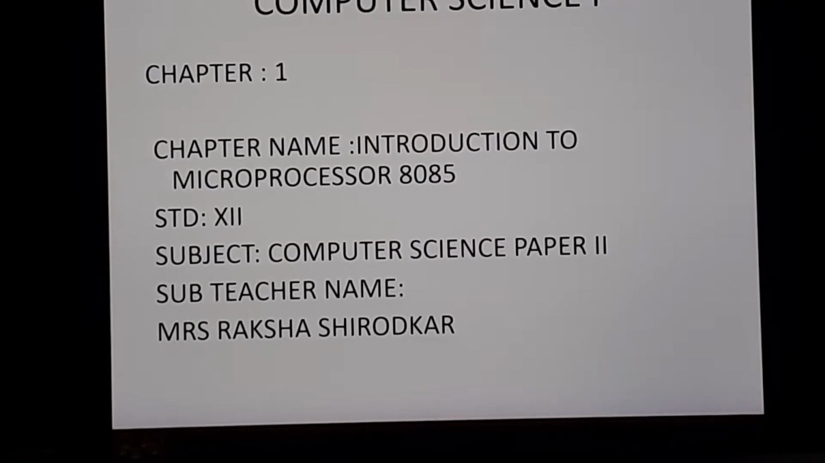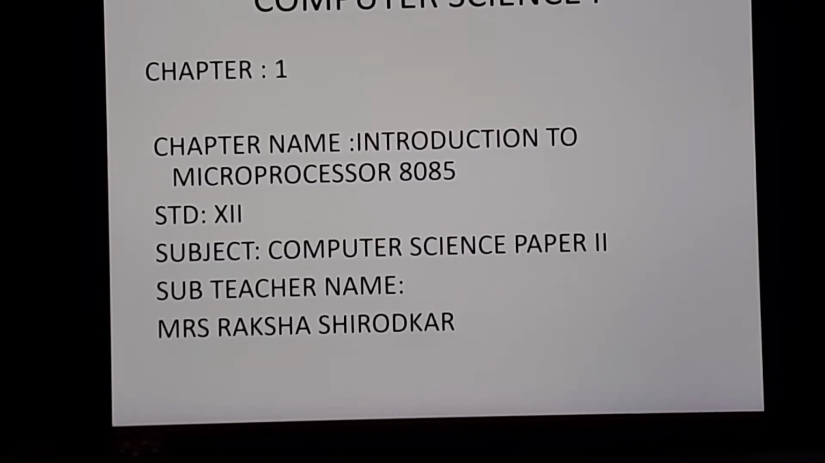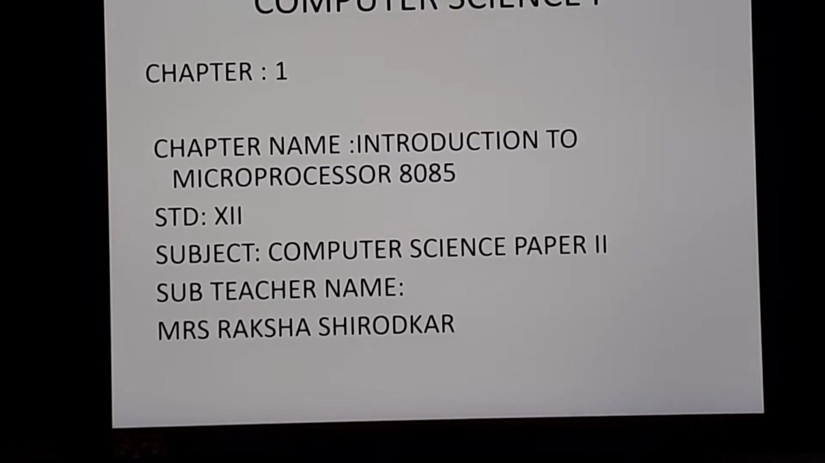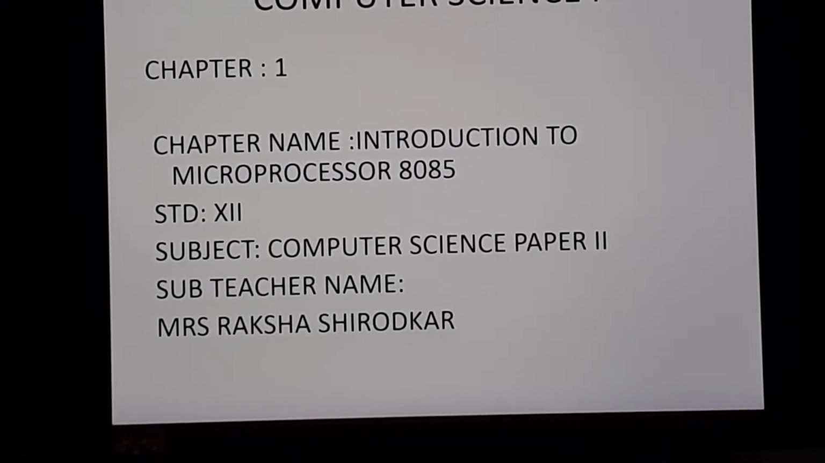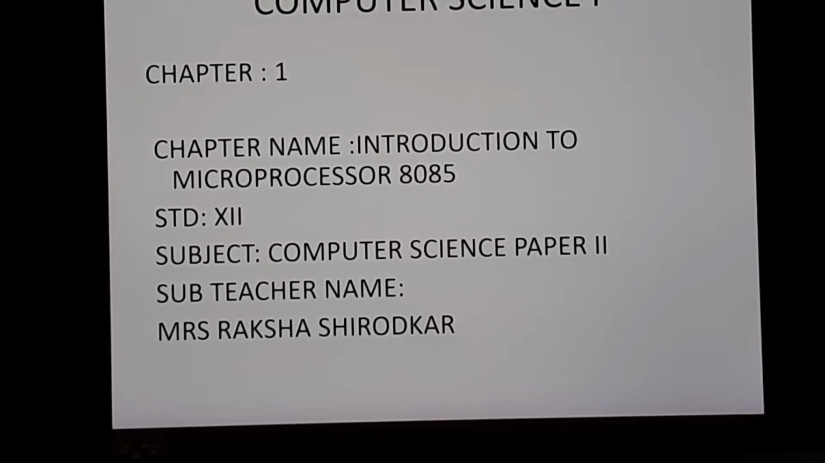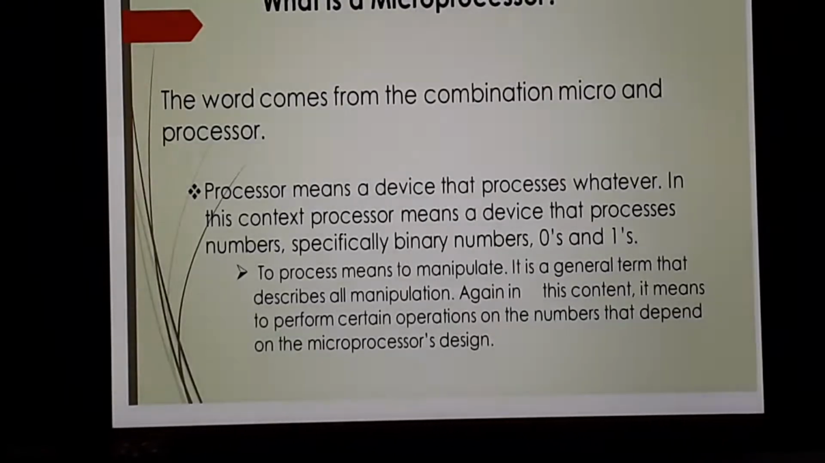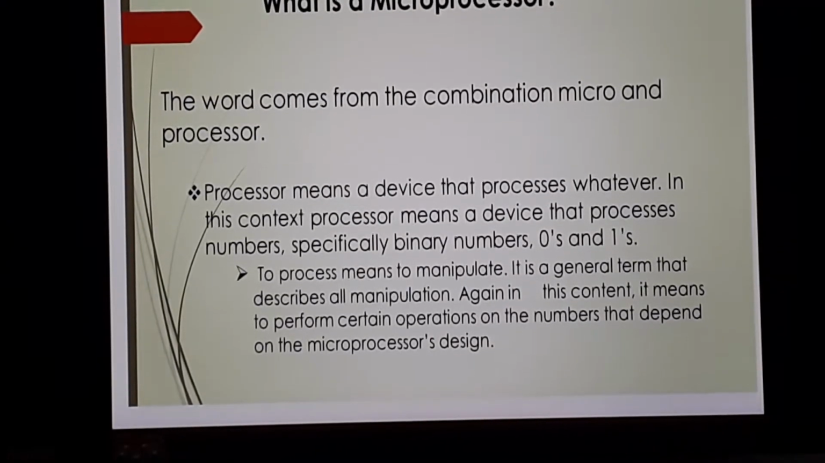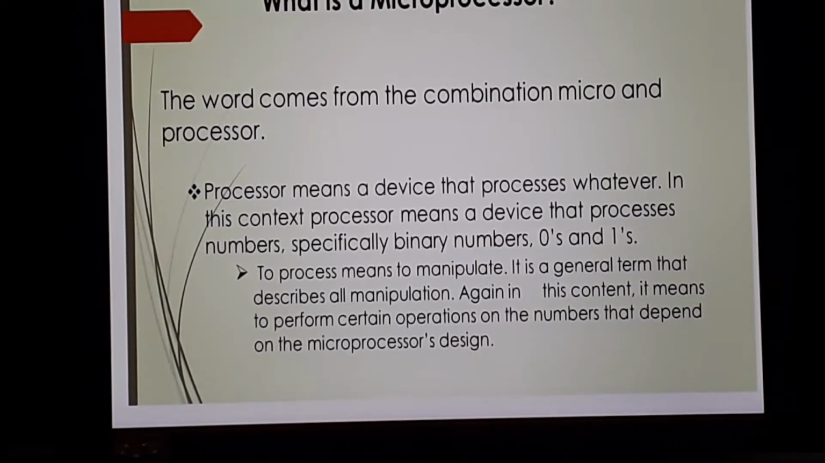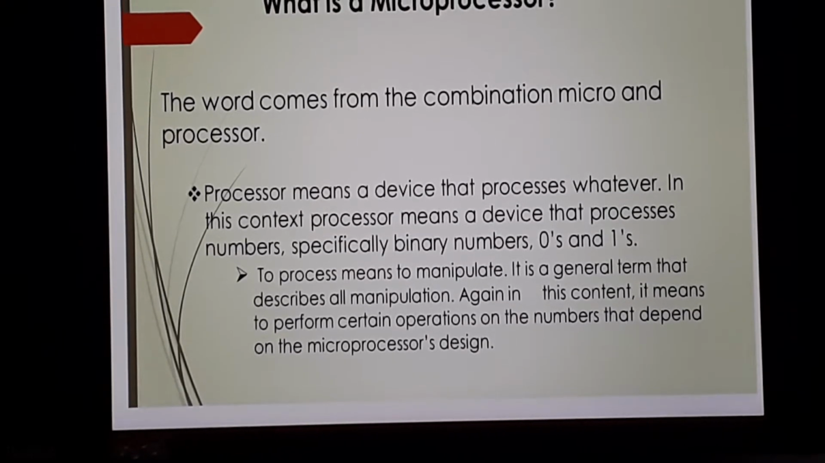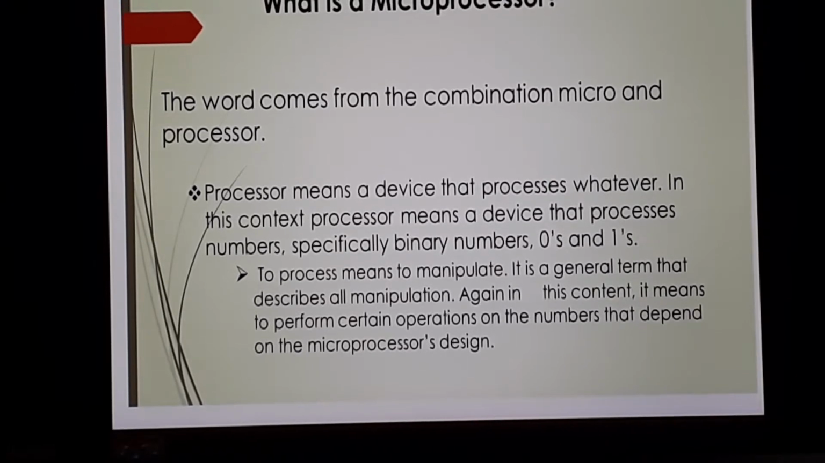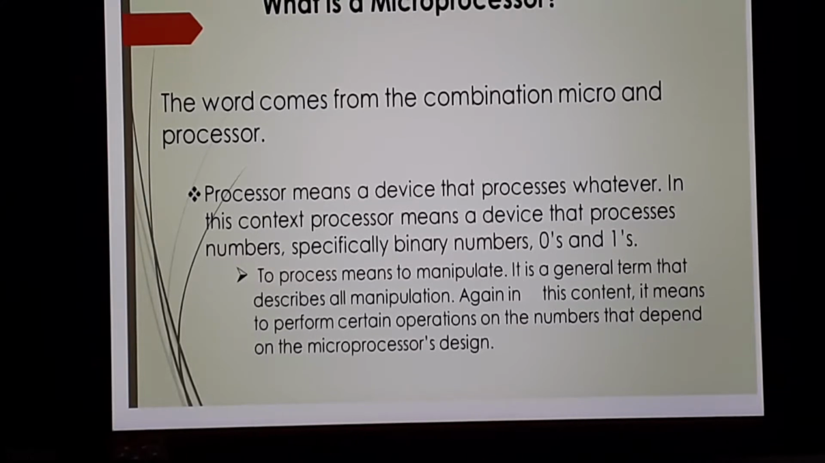Subject Computer Science, chapter number 1. Chapter name is Introduction to Microprocessor 8085, that is 8085 microprocessor, and it is from Computer Science paper 2. Okay. So let us start with this chapter now. Basically, what is microprocessor? This chapter is fully theory. There is no practical for this particular chapter, and this chapter is very important for your practical basis also and for exam point of view also.